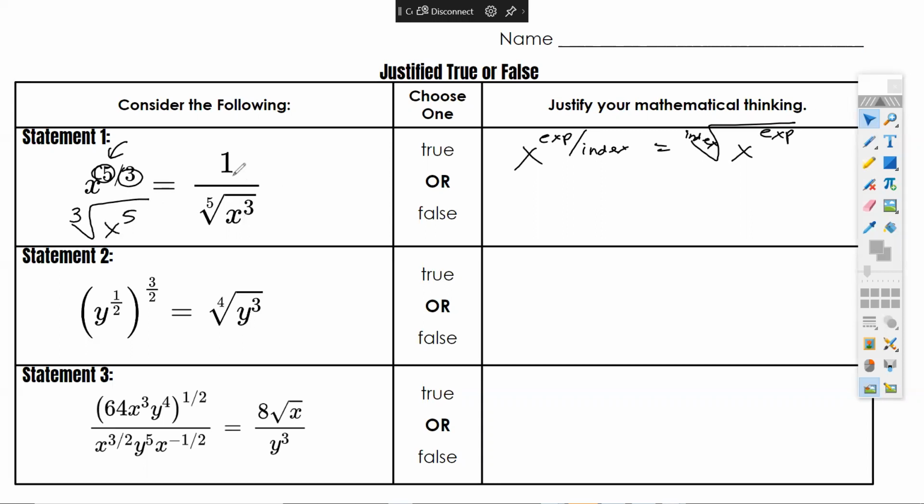Why do they even got this down here at the bottom? Because it would be negative, but they don't have it as negative, right? So it'd be false.